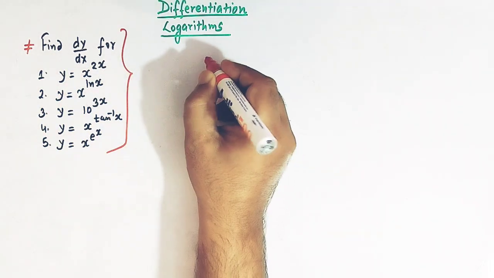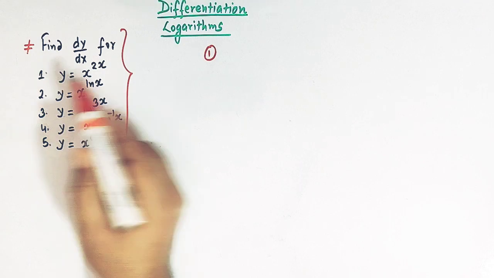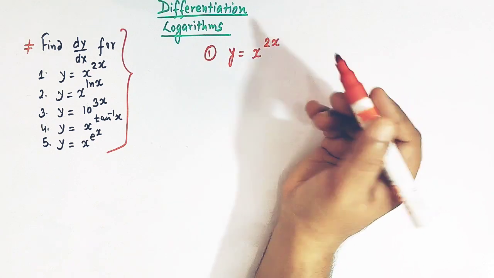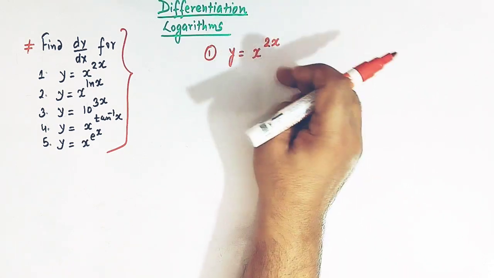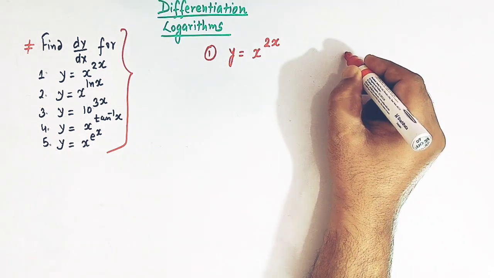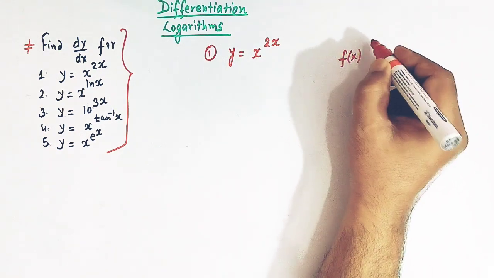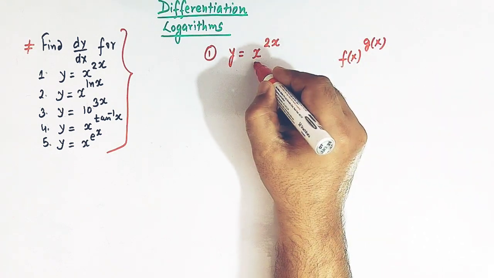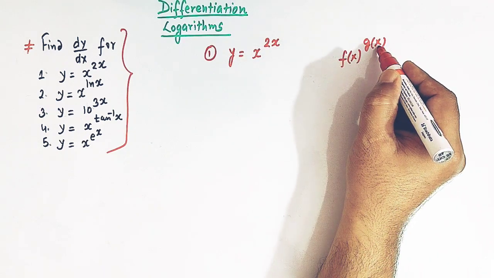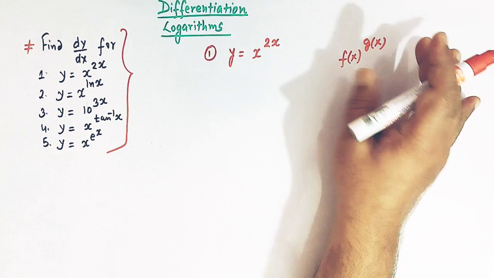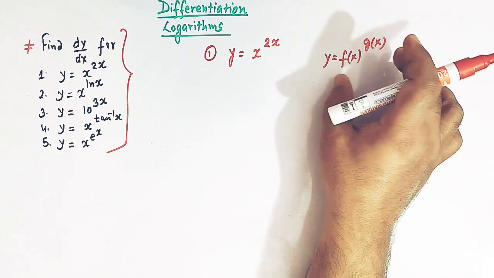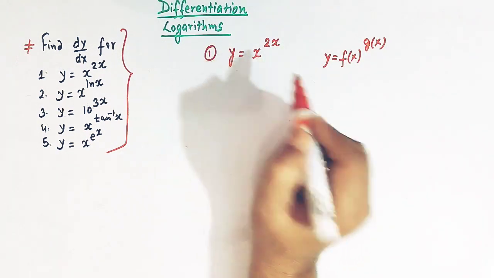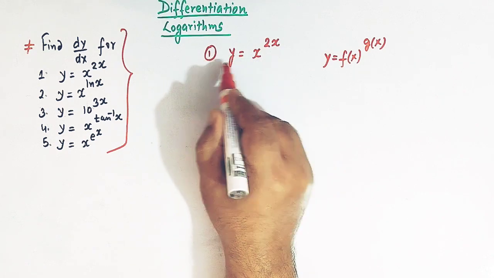So let us first take this problem, that is y is equal to x raised to 2x, right? So whenever we come across functions of this form, that is f(x) raised to some function of x, right? So here we can take f(x) as x and g(x) as 2x, right? So whenever we have functions of this kind, what we usually do, we take the logarithms of both sides, right? So let us take the logarithm of both sides.